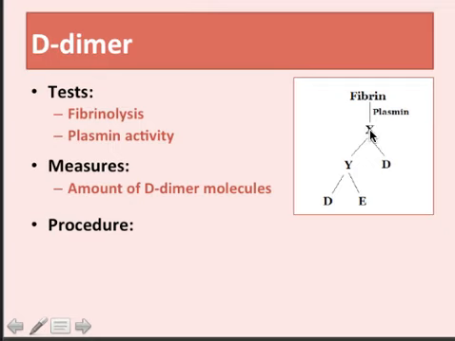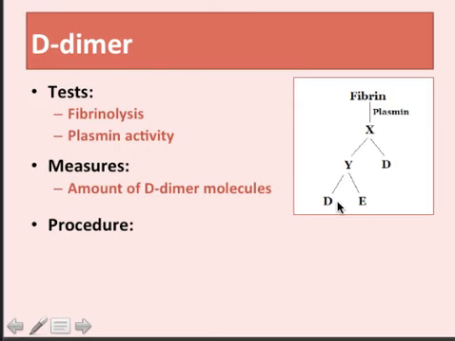And then through a series of steps, X will be broken down into two parts, Y and D. And then Y will be broken down into two parts, D and E. So every time you have fibrin being degraded, you're going to have two D molecules created. So that's the D dimer, those two D molecules that are created. If you have excessive clot breakdown, your D dimer levels are going to be higher. So you can measure this.